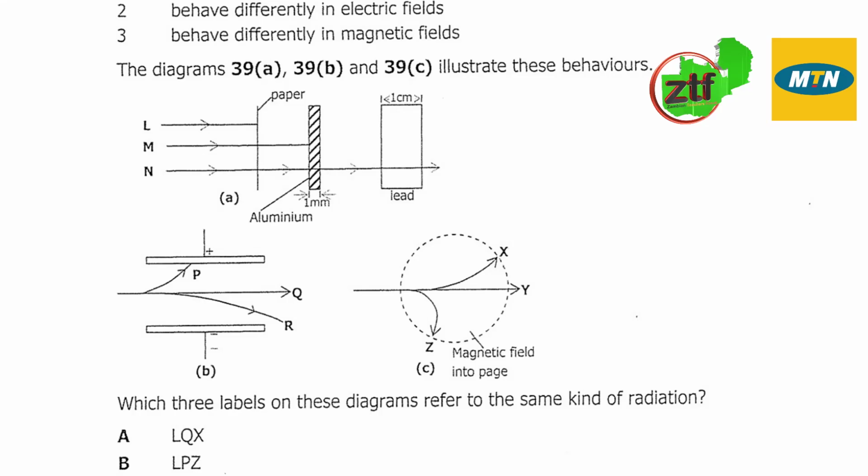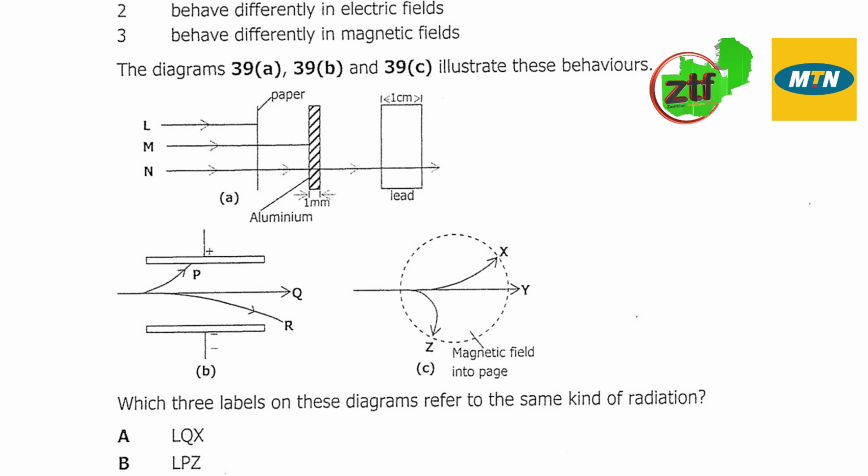We notice that A says LQX. Let's follow that. L is stopped, which is alpha. Q here passes straight and deviated. The behavior of gamma rays is that it is not affected by magnetic fields. It does not get stopped by any material. So it contradicts.